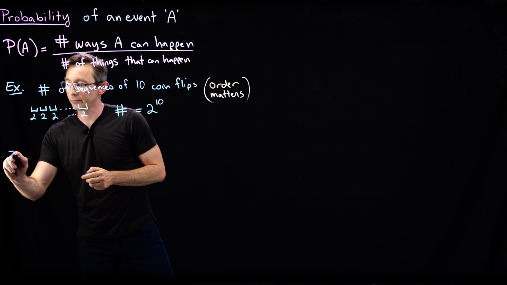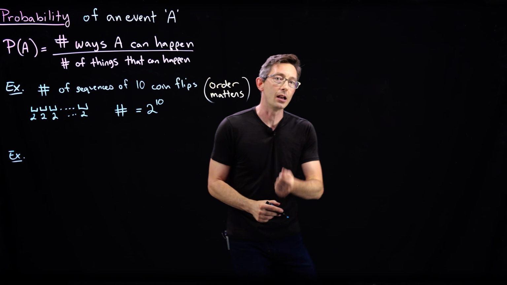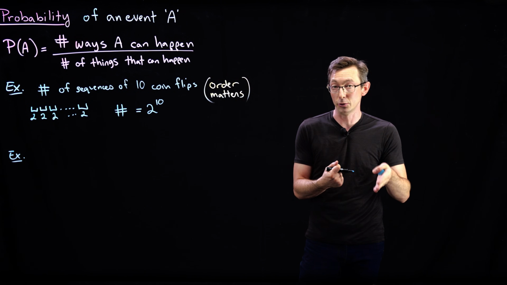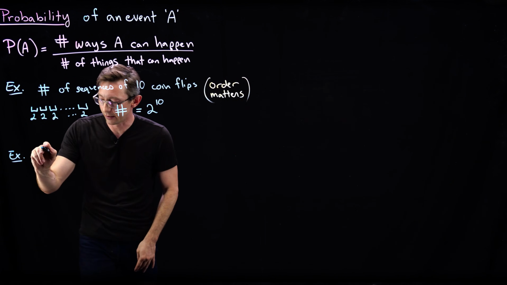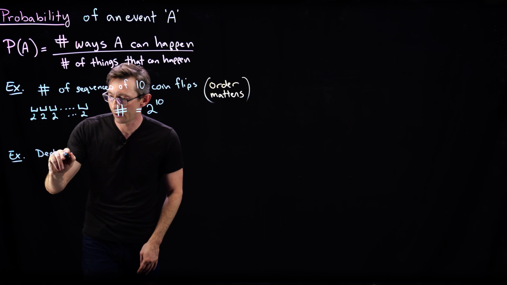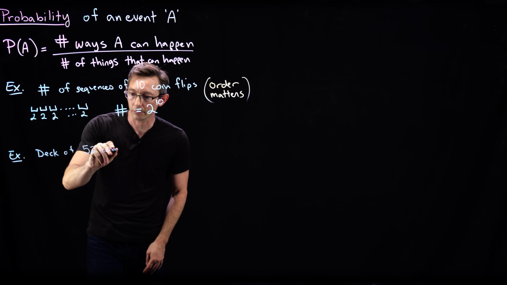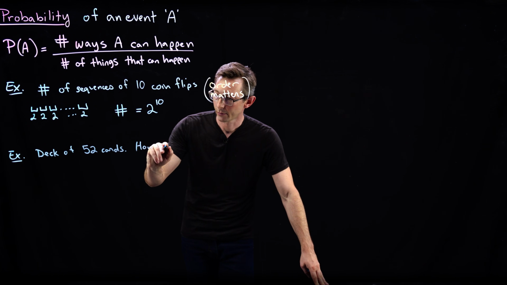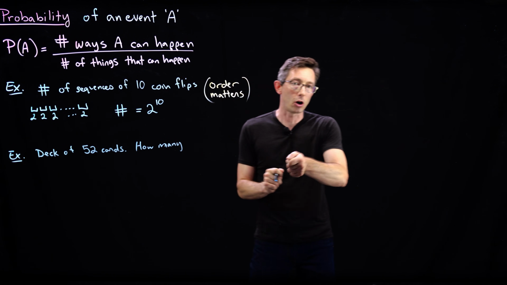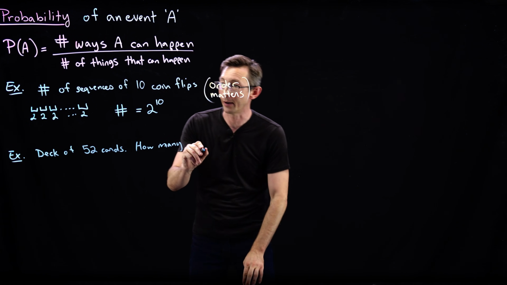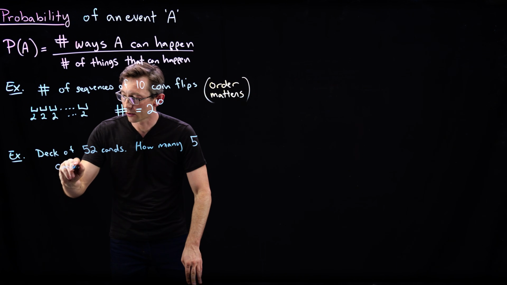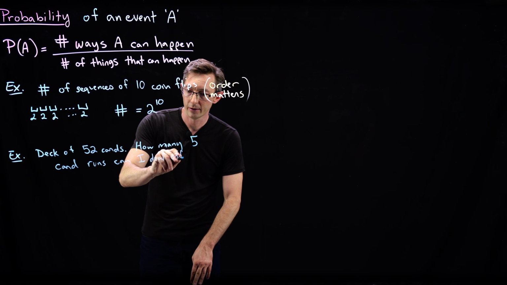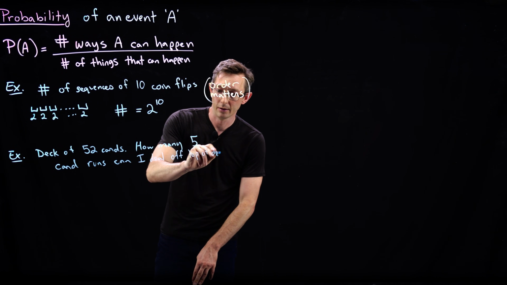Let's do another example. Let's talk about how many 5-card hands I could deal off of the top of a 52-card deck. A deck of 52 cards, that's what I'm starting with. How many 5-card runs can I deal off the top of the deck?